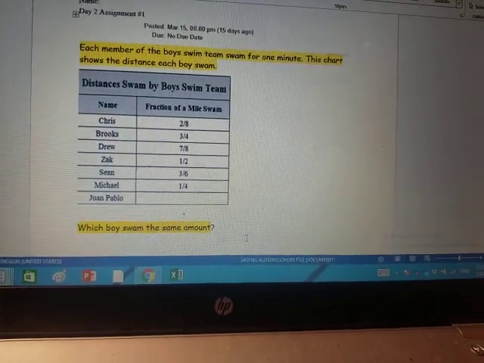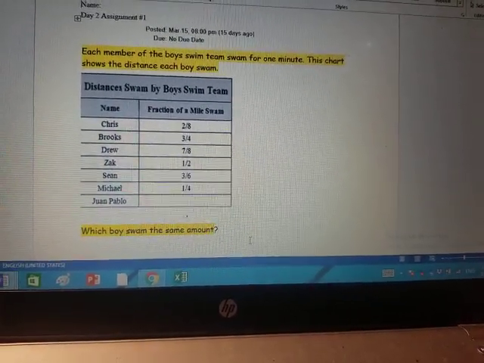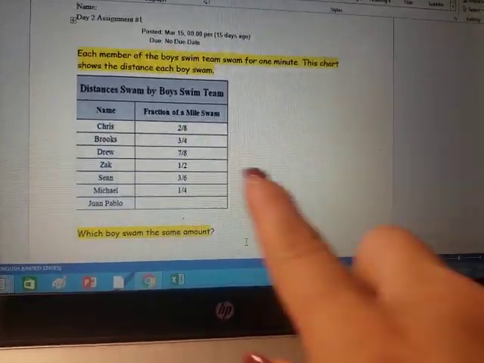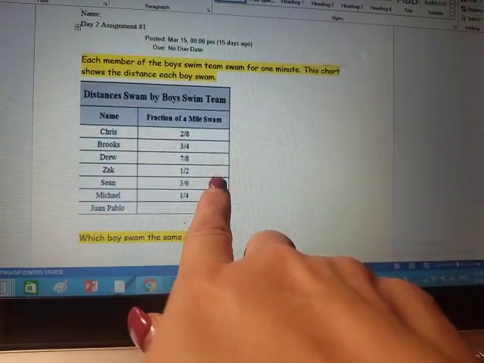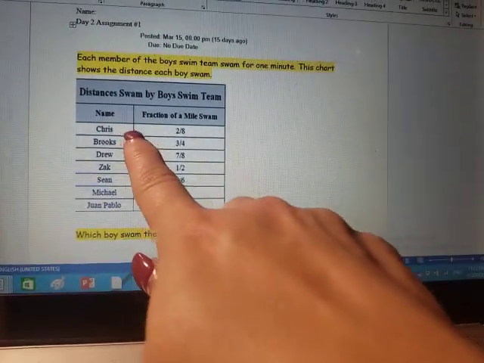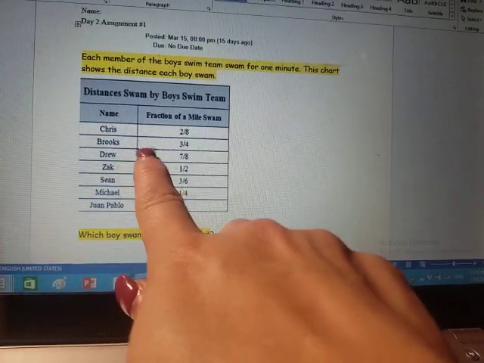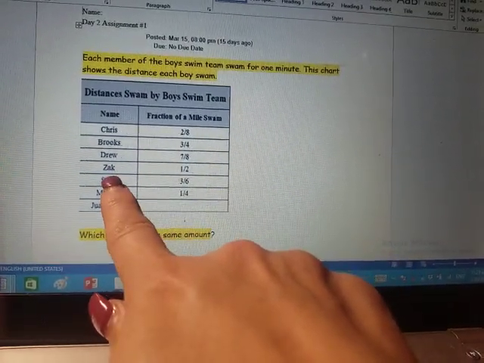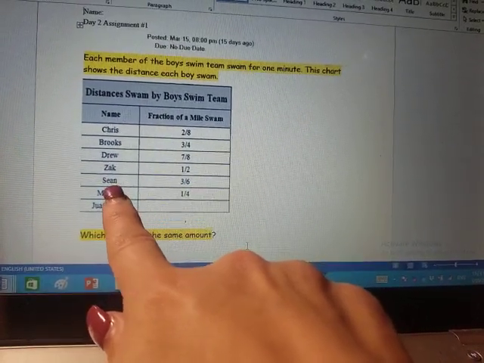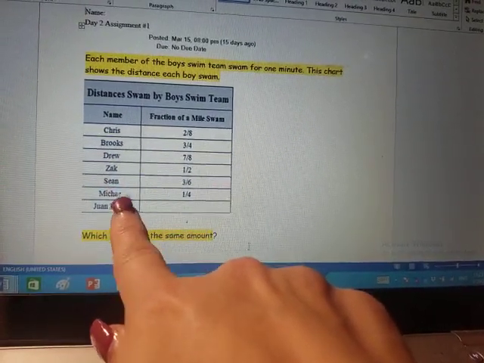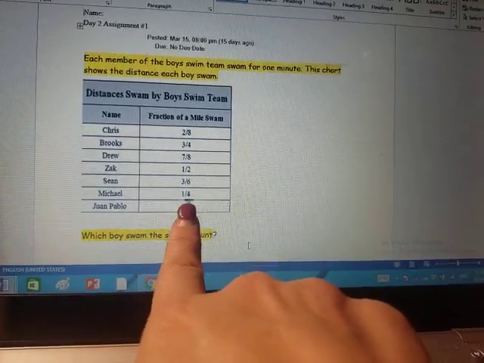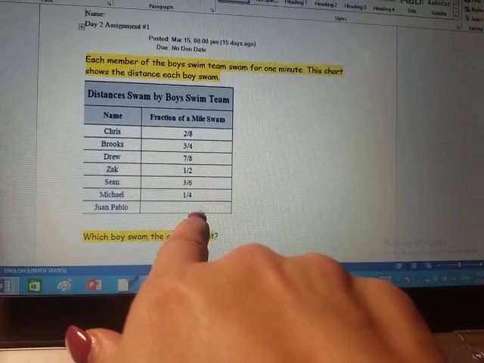So it says each member of the boys' swim team swam for 1 minute. This chart shows the distance each boy swam. So here's the name of the boys, and this is the fraction of how they swam. So Chris swam 2/8, Brooks swam 3/4, Drew swam 7/8, Zach swam 1/2, Sean swam 3/6, Michael swam 1/4, Juan Pablo, we don't know. We will not know until the last question.